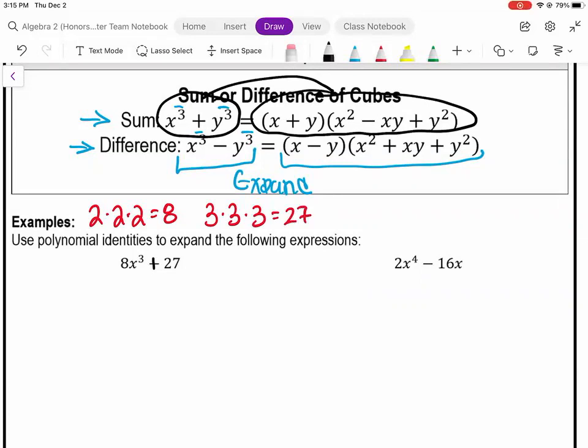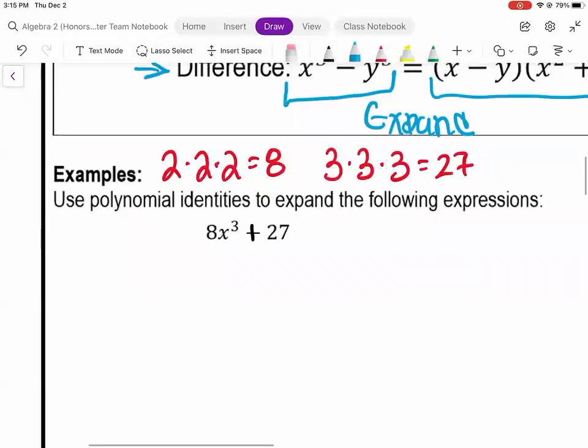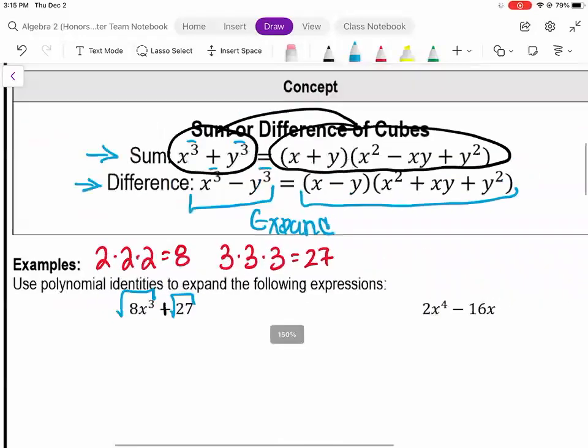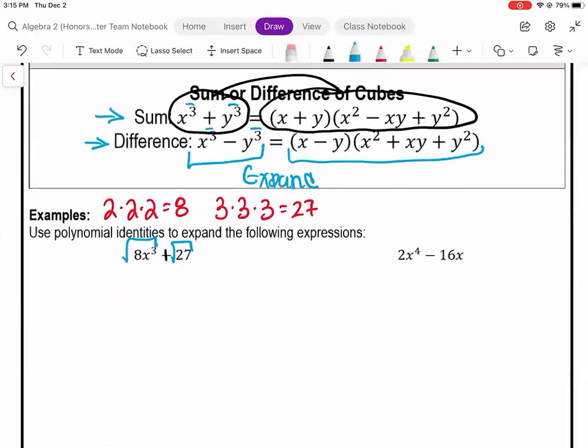Now, how are we going to apply it? We're simply going to take the cube root of each one. And that's going to give us the x, and that is going to give us the y in the equation. All right. Well, what is the cube root of 8? We know that the cube root of 8 is 2, so that means x is equal to 2x. And what is the cube root of x to the power of 3? Well, the cube root of x to the power of 3 is x.